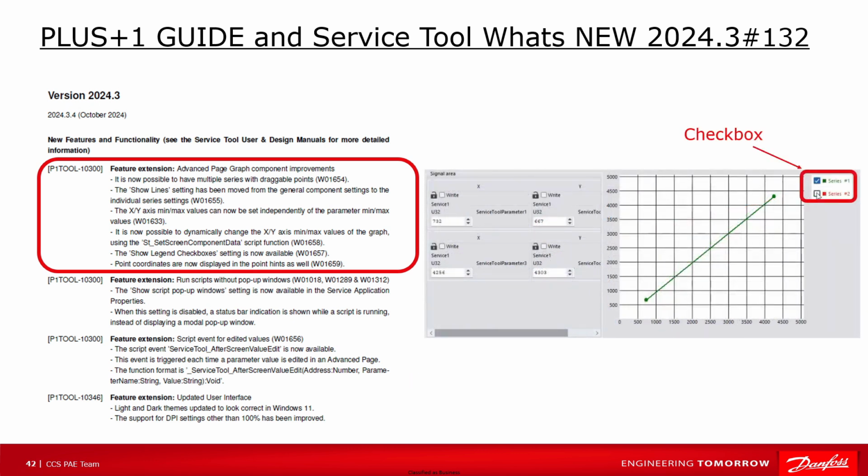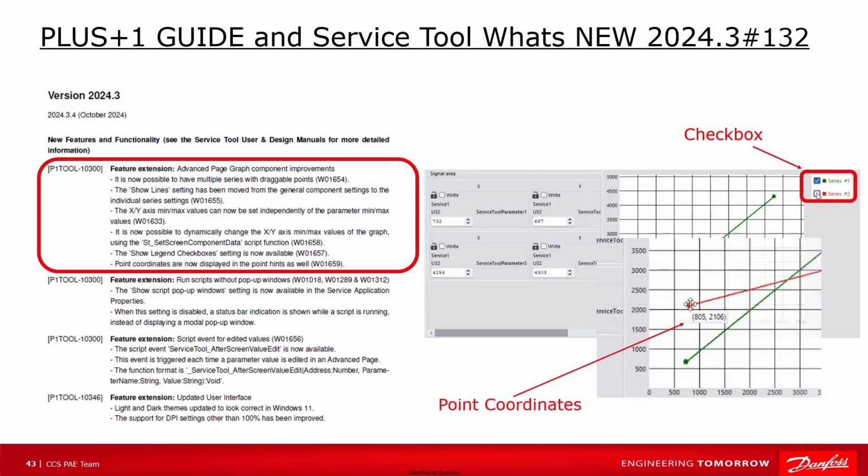The show legend checkboxes have been added to the graph component properties to be able to toggle the visibility of the series. And finally, the point coordinates are now displayed in the point hints.